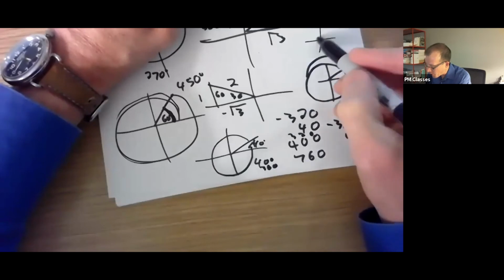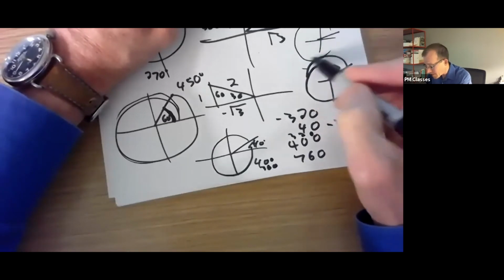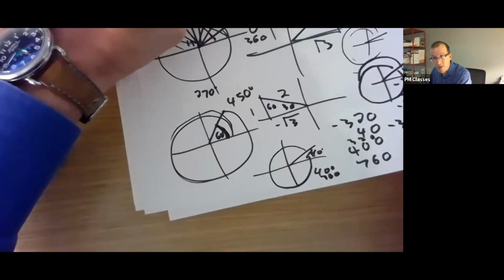Again, the key thing to know, 40 degrees, go 360, go 360, go 360, or negative 360, go the other direction, you'll keep ending up in the same place. Back to radians.